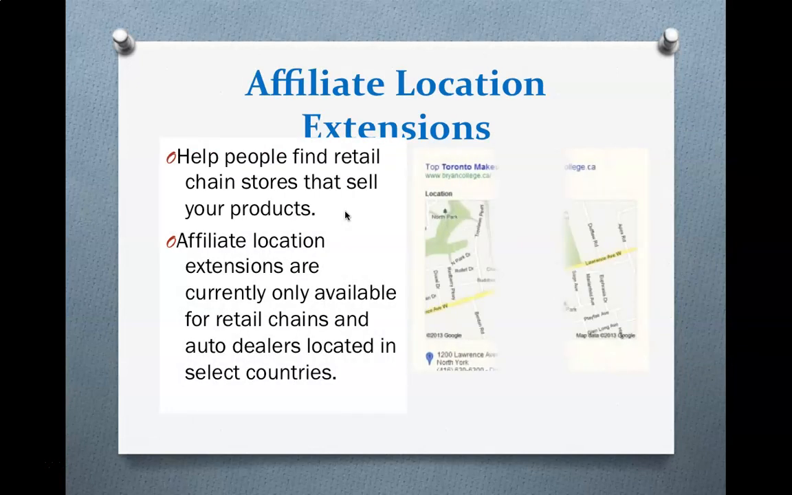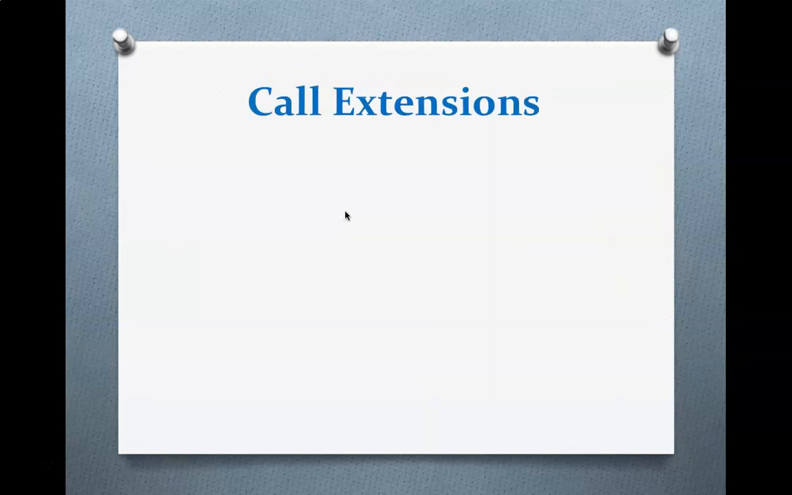And you can see I have designed these slides in a very backwards way. Affiliate location extension: if you had other shops, it helps people find retail chain stores that sell your product. So if you have a product and you use intermediaries to sell your product, then affiliate location extensions allow the other businesses that sell your product to be shown on the maps.